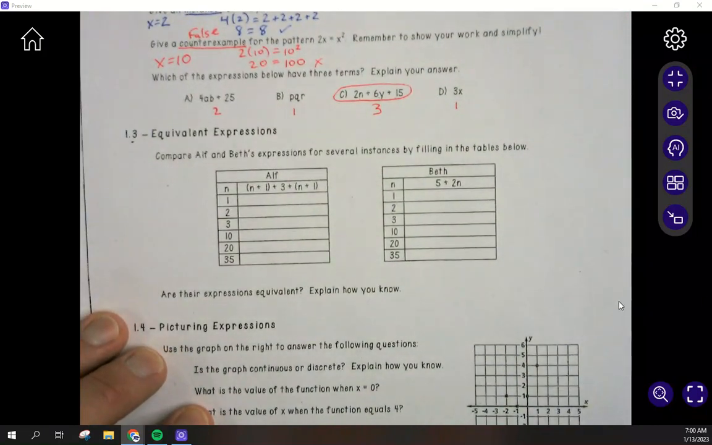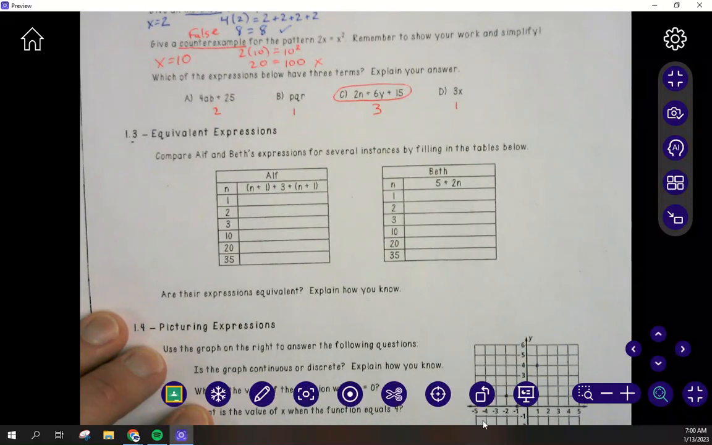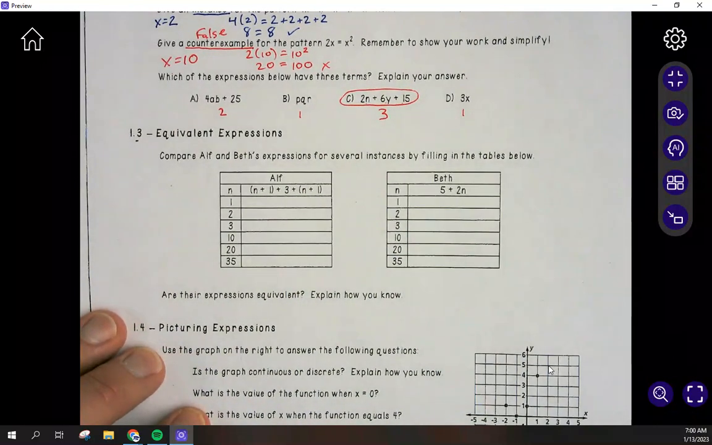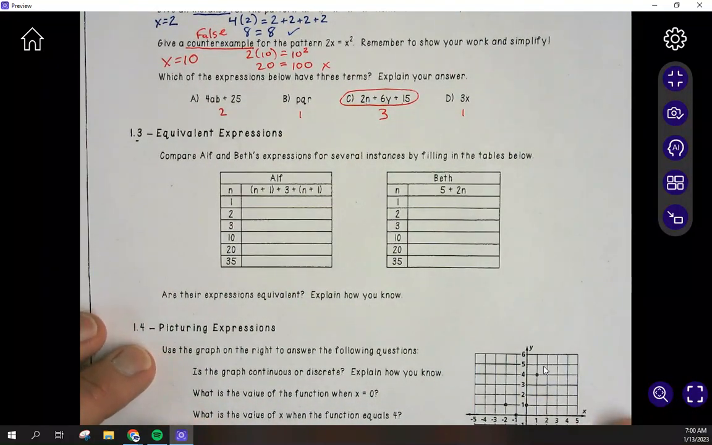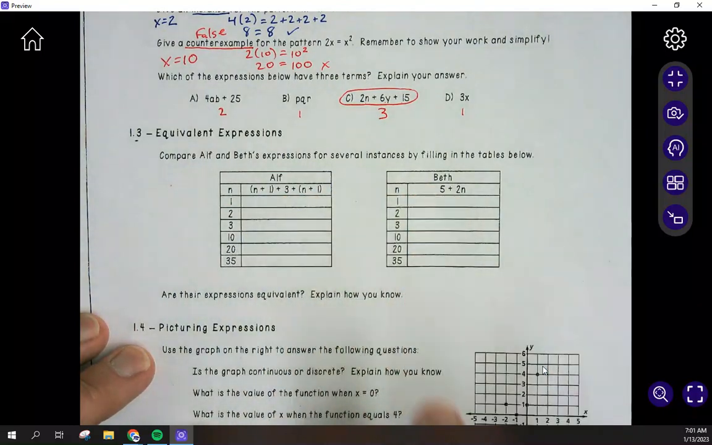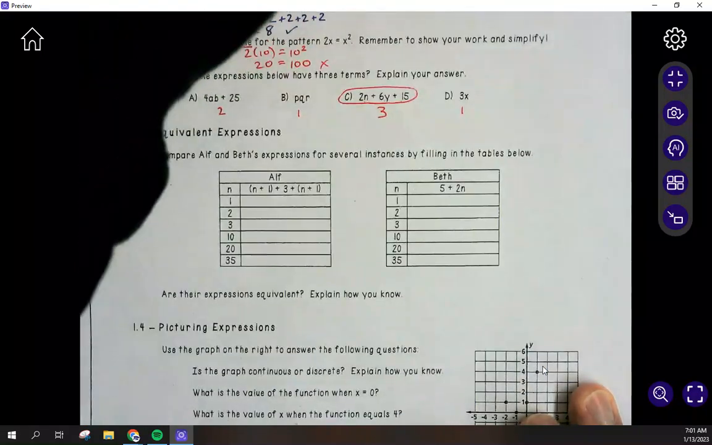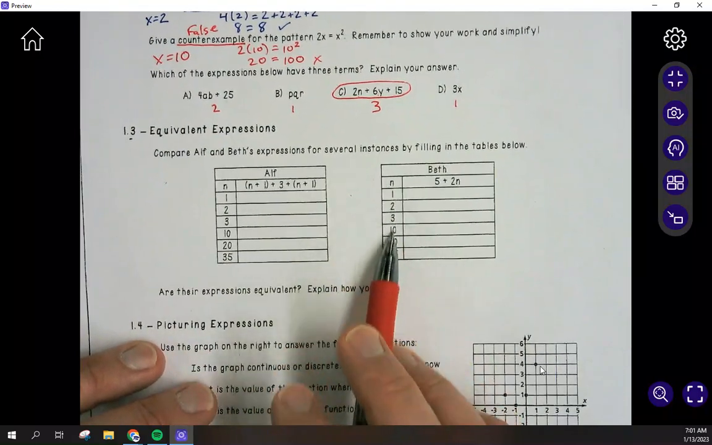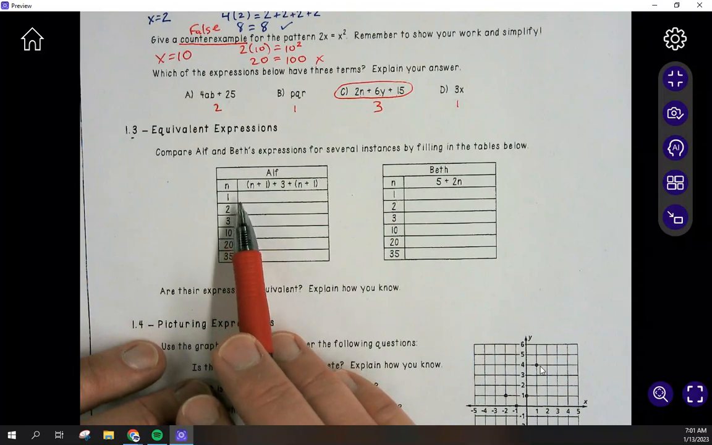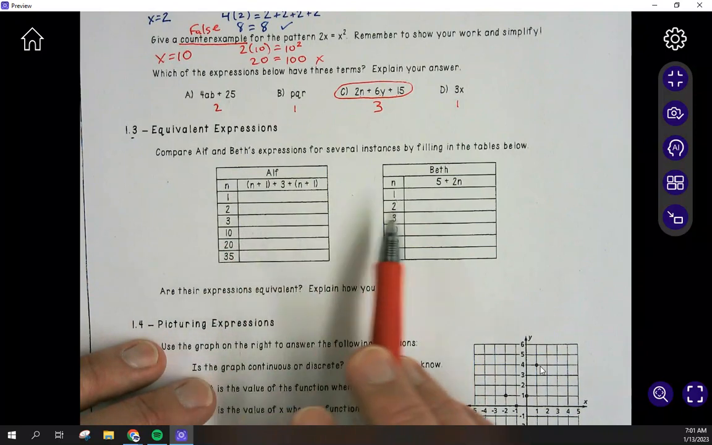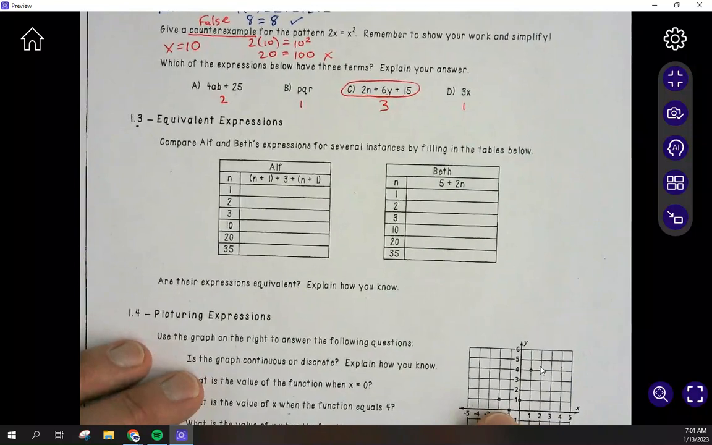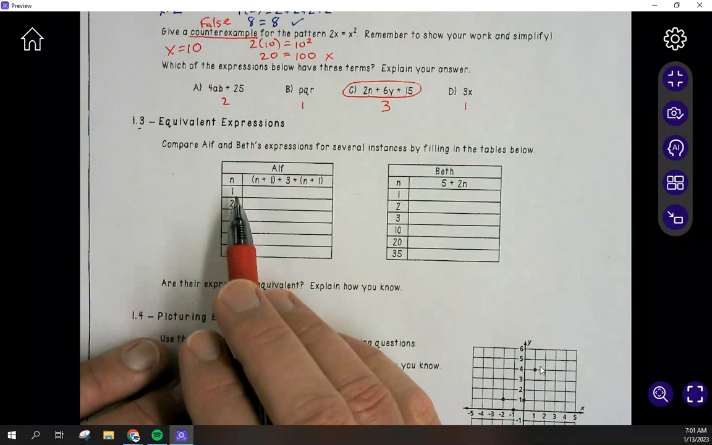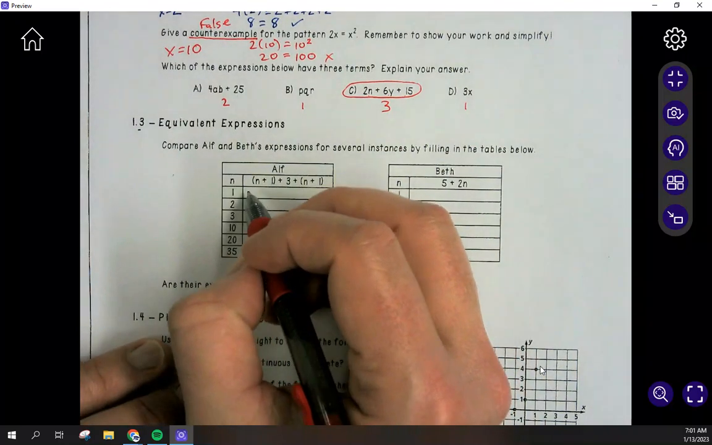Okay, going to 1.3. So looking at equivalent expressions, we are going to test these two expressions out and see if they are equivalent or the same. And so we're going to choose the same numbers. These ones are given to us, but if you had to do this on your own, you would pick the numbers that you want and try it out for both of them and see if similar inputs are producing similar outputs. Okay, so the first one I will write out completely.